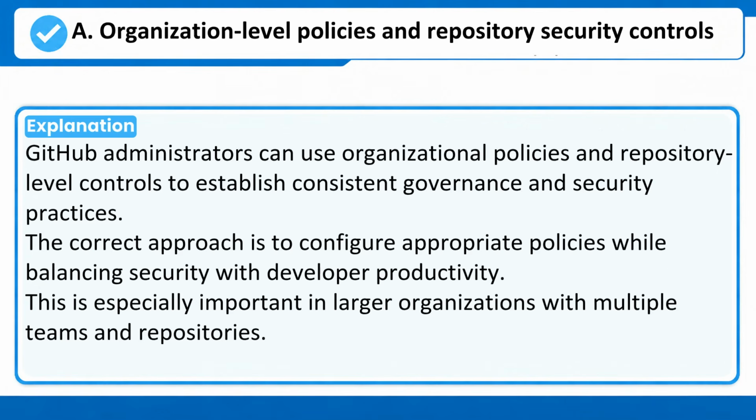Explanation: GitHub administrators can use organizational policies and repository-level controls to establish consistent governance and security practices. The correct approach is to configure appropriate policies while balancing security with developer productivity. This is especially important in larger organizations with multiple teams and repositories.